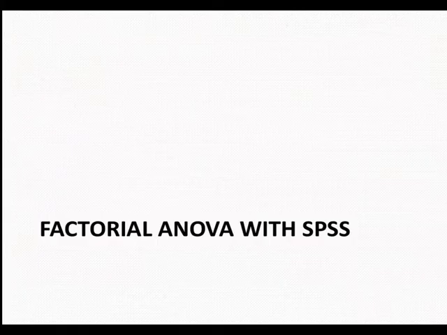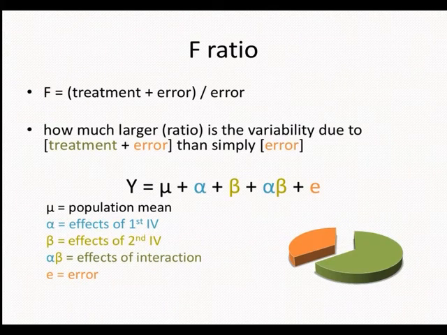So first I'm going to use one example just to illustrate how to run the factorial design. And before I do so, I'm going to give you some conceptual sense of what's happening and how factorial design is different from one-way ANOVA.